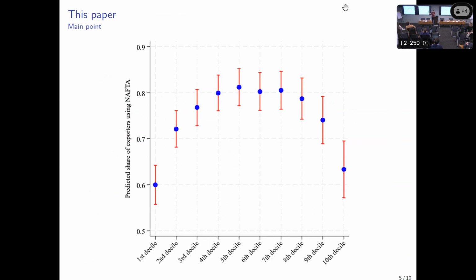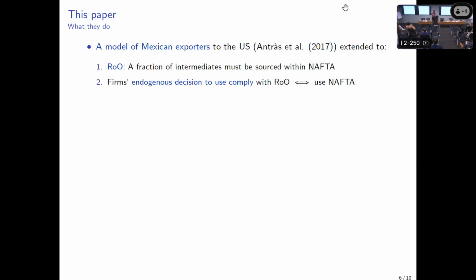And this is precisely the main point in terms of the empirics of this paper. So this paper emphasizes that firm size matters in understanding who complies with rules of origin, and this potentially matters to understanding the effects of rules of origin. So what they do is they have a model of Mexican exporters to the US, in which they just have a couple of extensions.